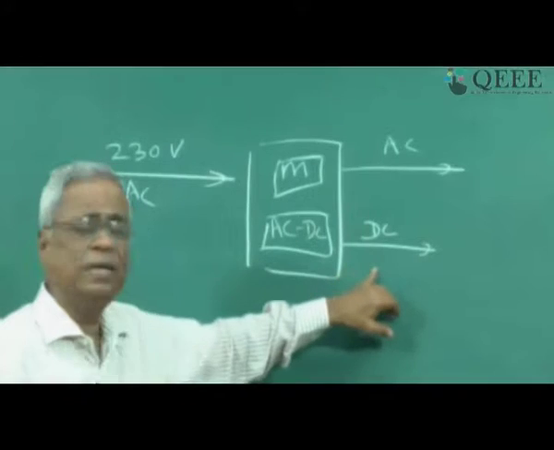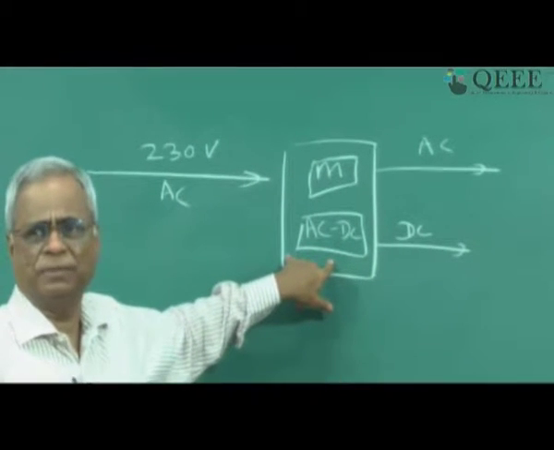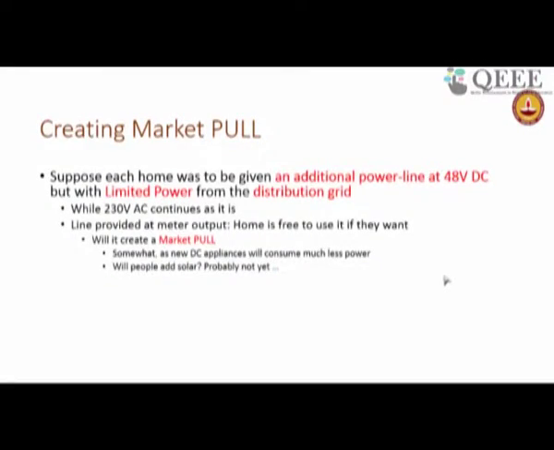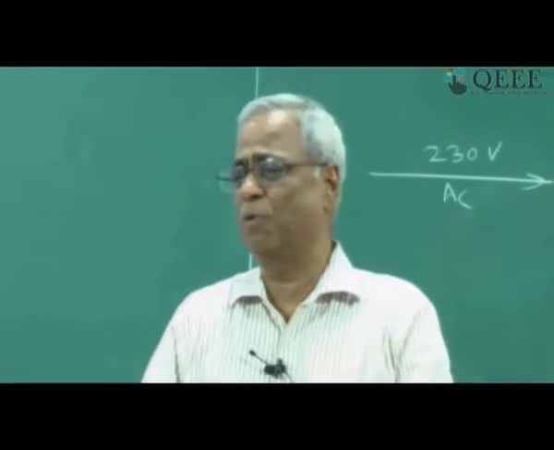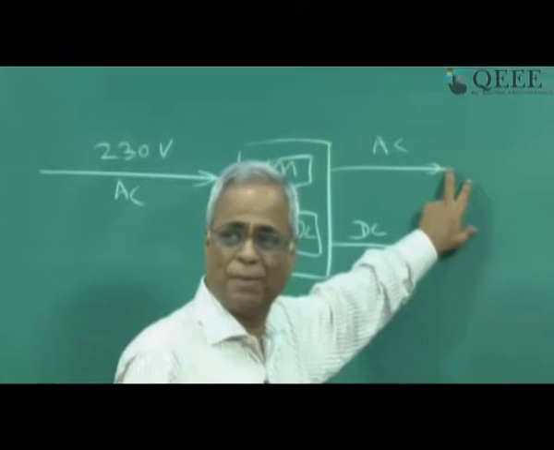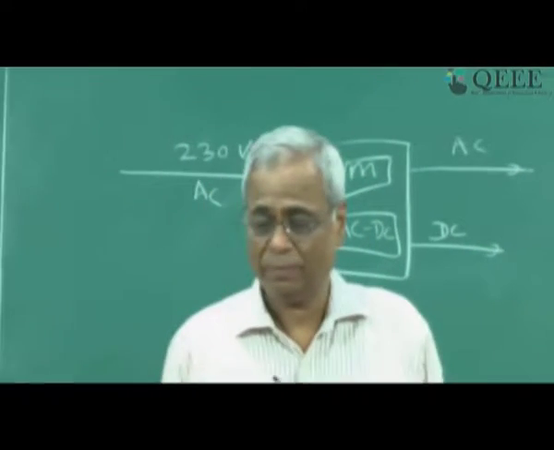It is limited by what? Limited by my AC to DC converter power. So that is the maximum power. Now what will happen? Suppose I give this line. This line is also available, this line is also available. So you are getting something extra, you are not being denied any. So as far as you are concerned, if you don't want to make any changes in life, continue to use this. But if you want to take advantage, you can take advantage of the DC line.